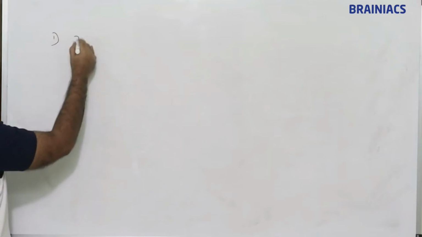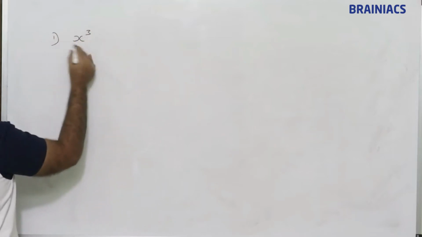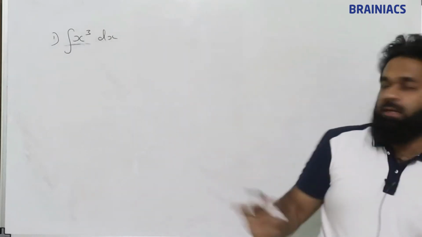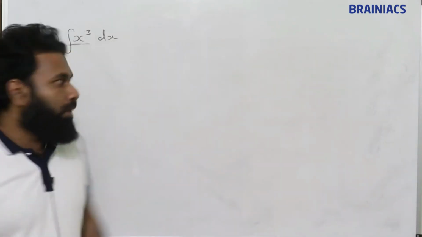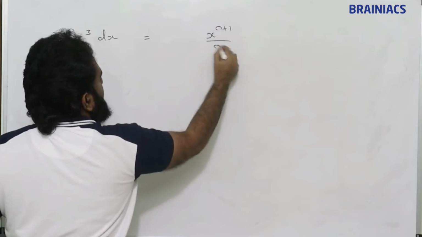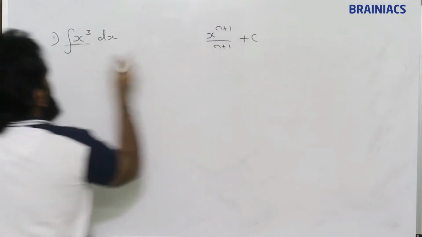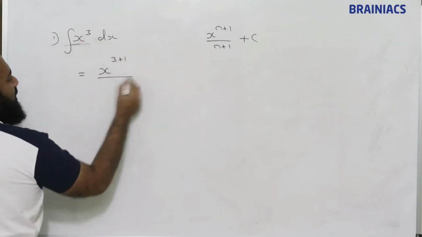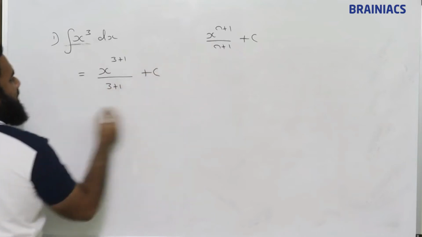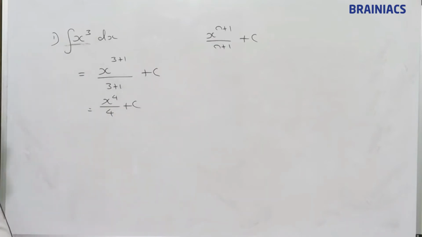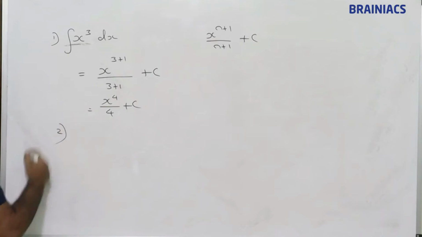Take this example, x cube. Integration of x cube dx. Pause the screen, you solve yourself. Just practice. What is it? The formula is x raised to n plus 1 by n plus 1 plus constant. So what will come here? x raised to n is nothing but 3 here. 3 plus 1 divided by 3 plus 1 plus constant. So x raised to 4 by 4 plus constant. Clear? We'll see another example.